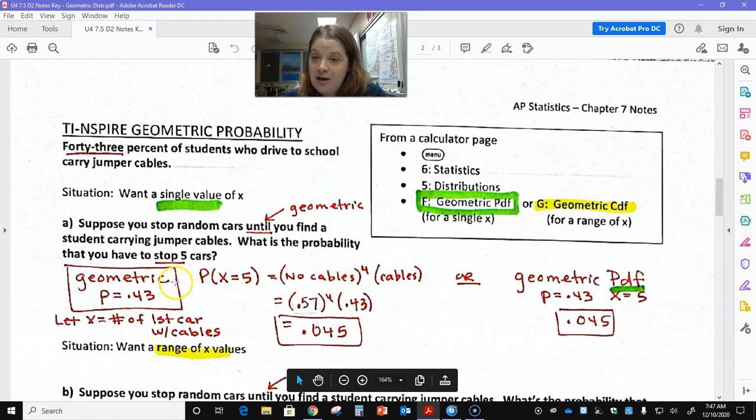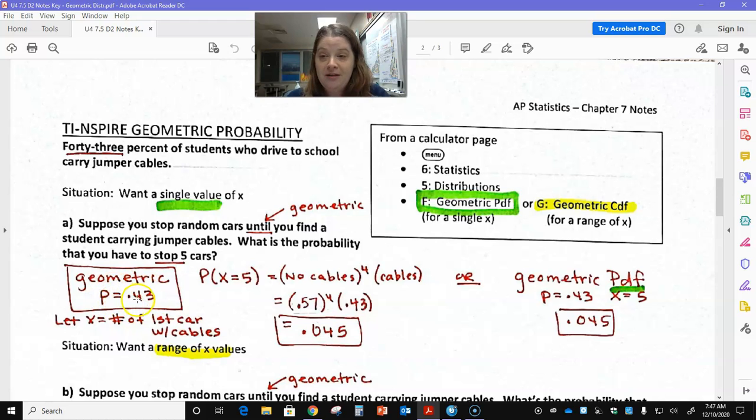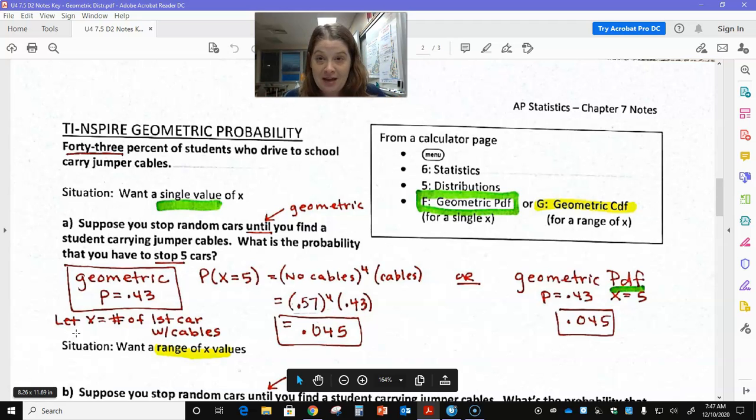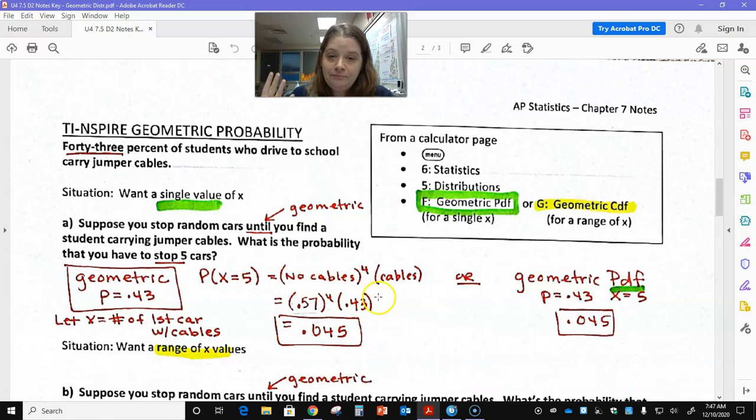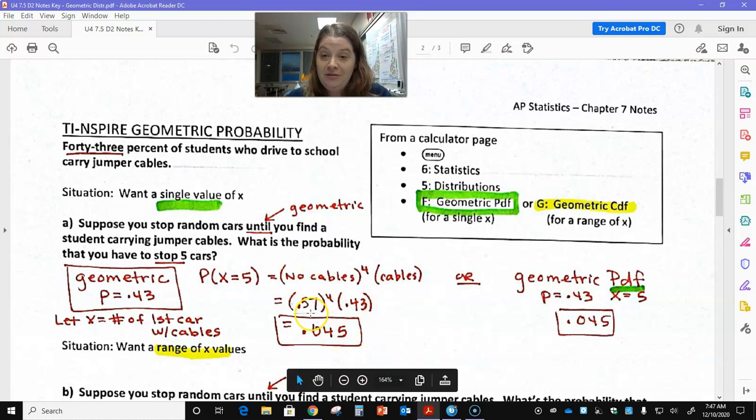According to this problem prompt, 43% carry jumper cables. So my 43% is the probability of success. And X in this case represents the number of the first car with cables. So if I have to stop 5 cars, that means the 5th car must have been the one carrying cables. You could do this just by hand. That means no cables, no cables, no cables, no cables, cables. So that would be 0.57, the no cables, failures, to the 4th power times the 0.43 for cables.